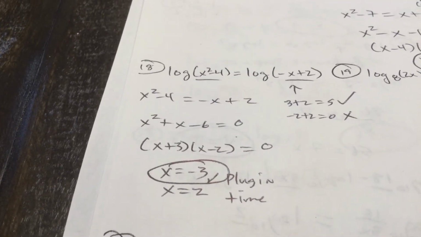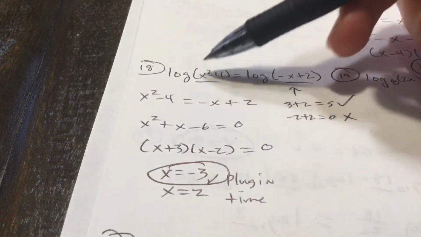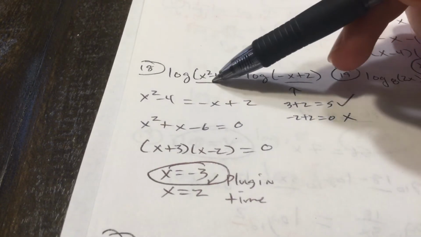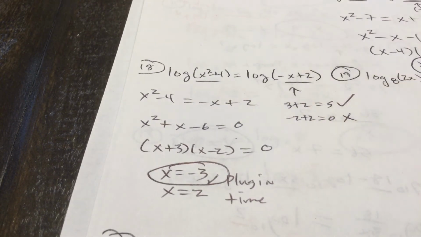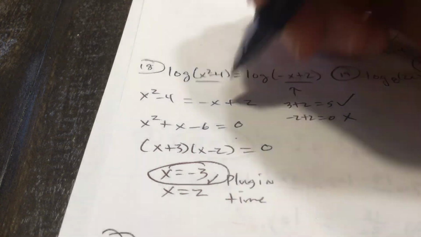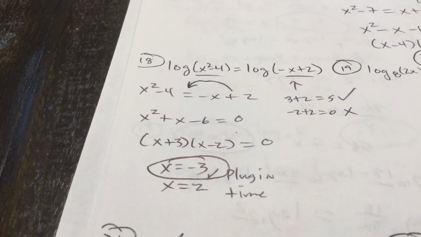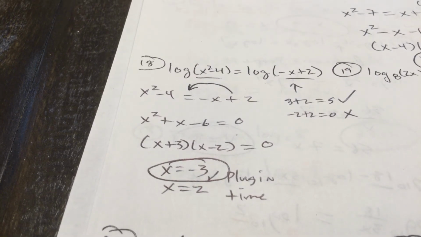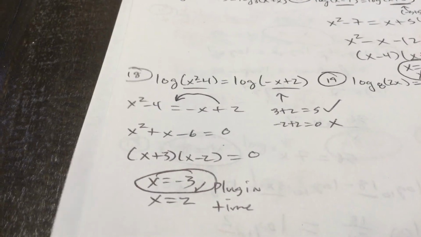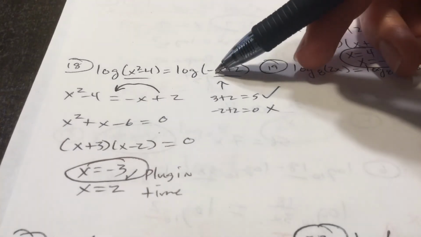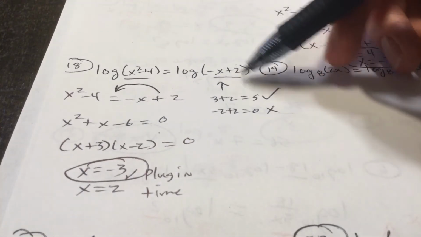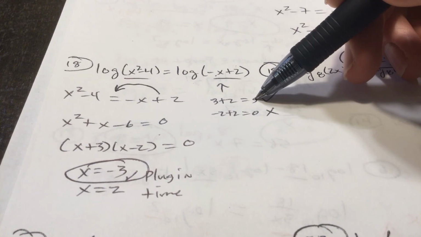Take a look at 18. Again, some of these you have to do on your own. Log base 10 of blank equals log base 10 of blank. Set x squared minus 4 equal to negative x plus 2. Move this over. Time to solve by factoring. You get solutions of x equals negative 3, x equals 2. Plug them in. The opposite of negative 3 plus 2 is 5. You can have log of 5.